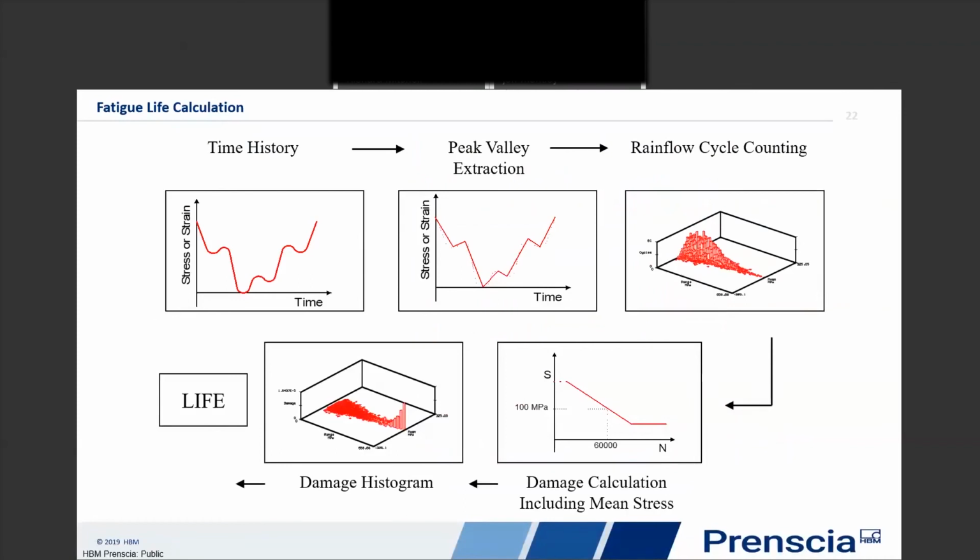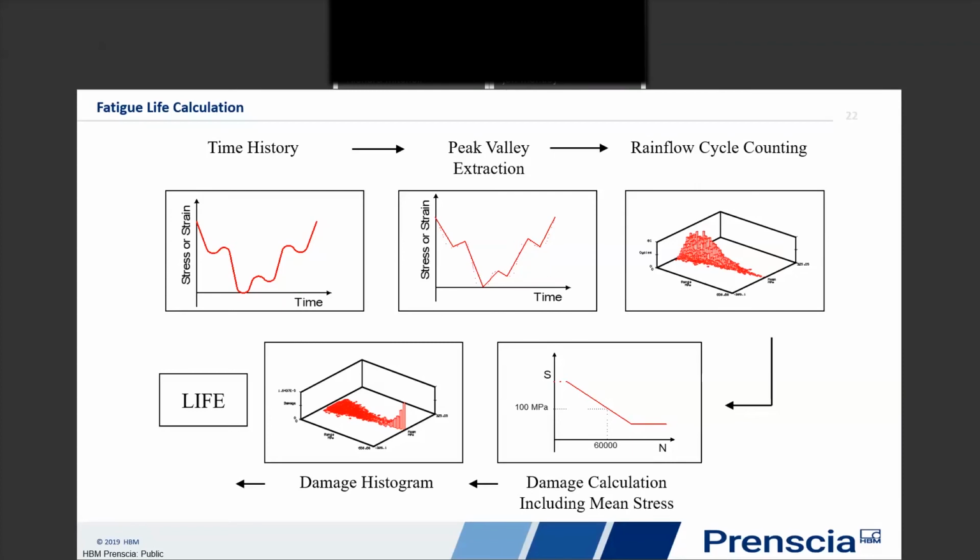This chart here shows a procedure for calculating a single location life from real measured history. I start out with a measured stress history or a predicted stress history. With fatigue, we only really care about when the stresses change direction, when they reverse direction. So the first thing we do with that measured stress history is throw away everything but the peaks and valleys. We don't care how we got from this valley to that peak. We just care that we got there.